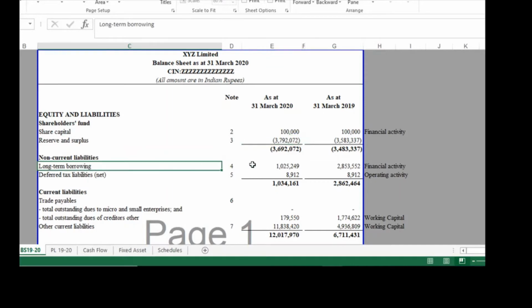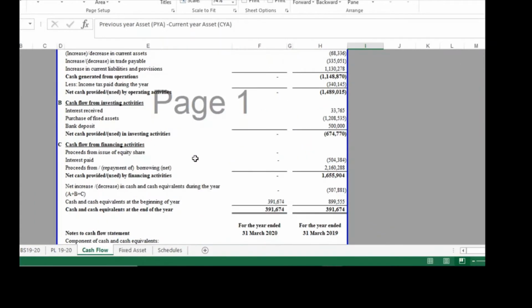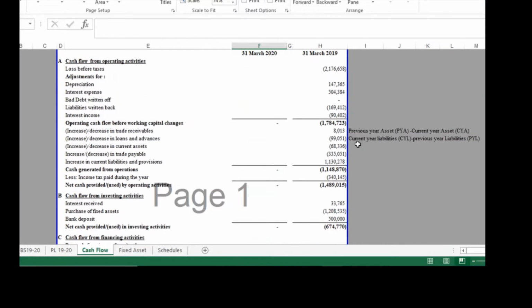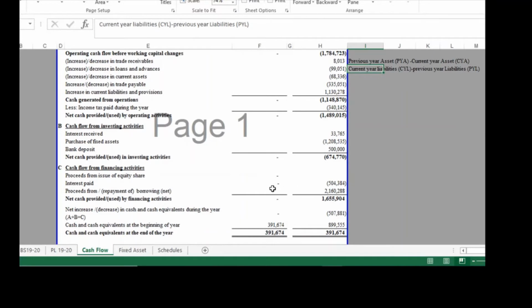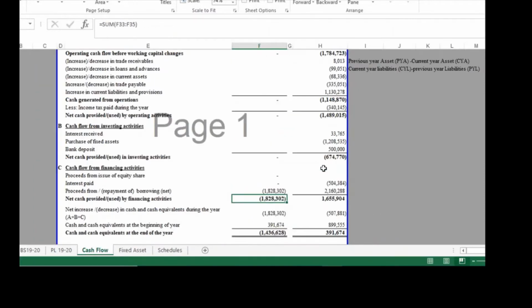The third is long-term borrowings. This is again a financing activity. Now see how we can plot it in our cash flow statement. So we go to the financing activity and by using this formula, which is current year liability minus previous year liability, we plot figure here. This is equal to current year borrowing minus previous year borrowing.